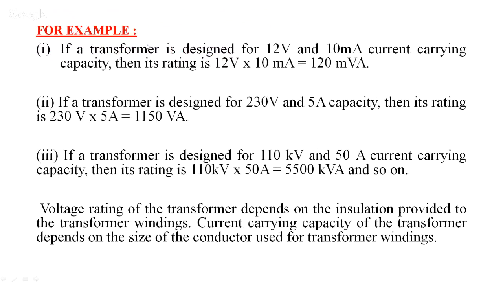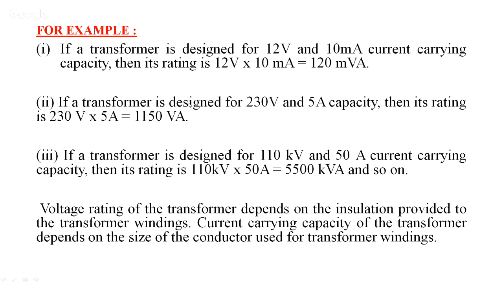So here we can study, for example, what we understand by this rating. If a transformer is designed for 12 volts and 10 milliamps current carrying capacity, then its rating is given by 12 volts into 10 milliamps, that is equal to 120 millivolt amperes. So milliamps of the current and volts of the voltage are combined to give millivolt amperes.